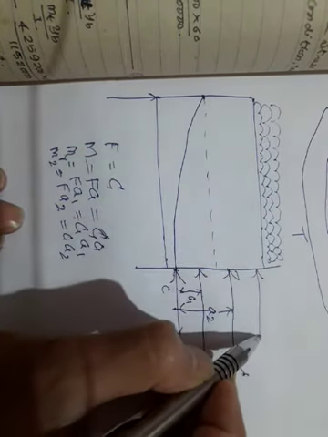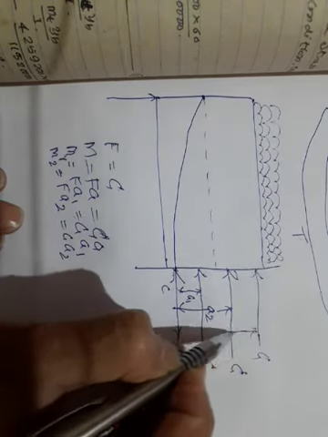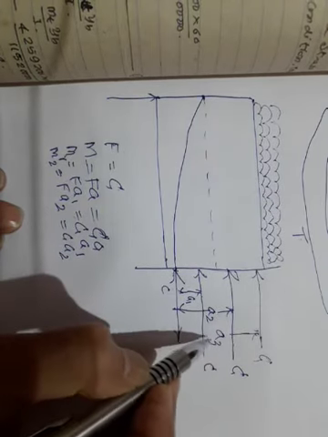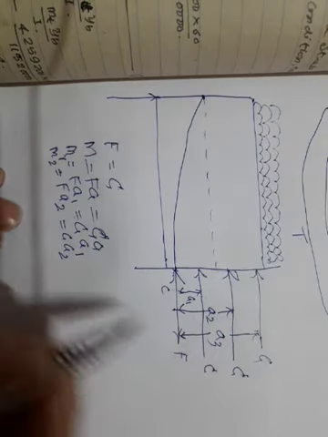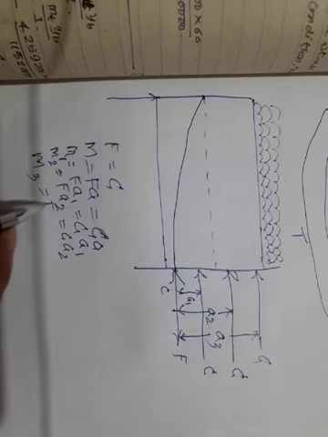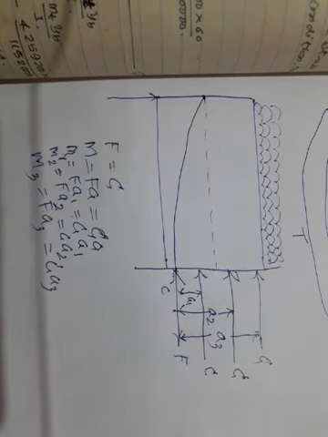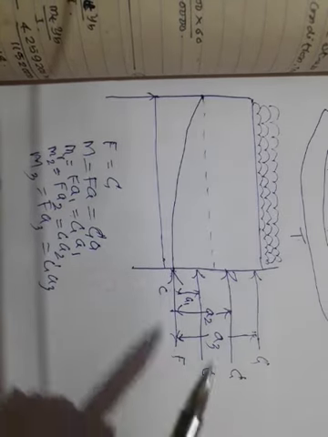Okay, it starts acting here now. C force, developing a new lever arm A3. This is the new lever arm A3, and now I can write M3 is equal to F into A3, or C into A3. Okay, this is how, in a sense, it works.